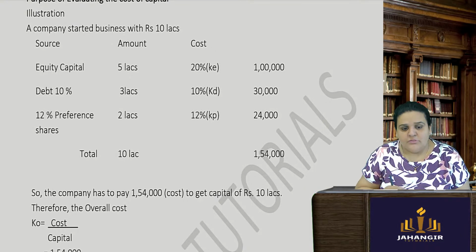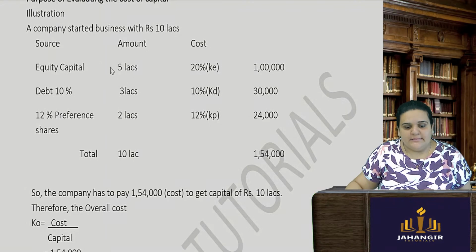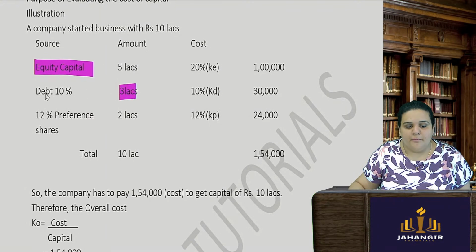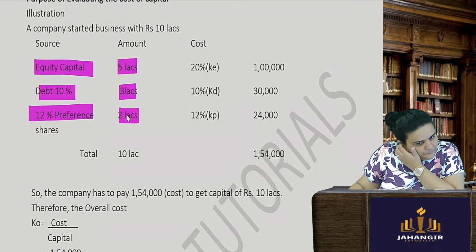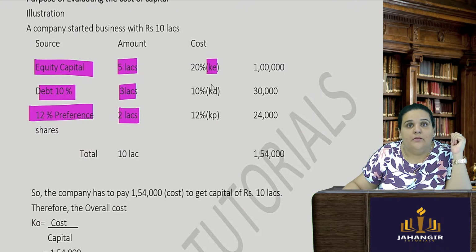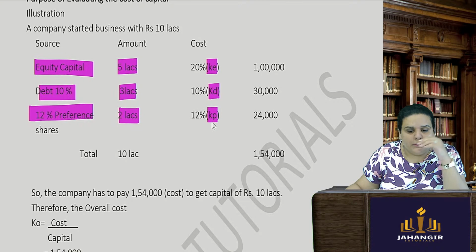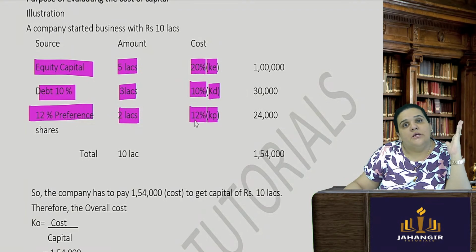Say a company has started a business with rupees 10 lakhs. How do they have this 10 lakhs? 5 lakhs is in the form of equity, 3 lakhs is in the form of debt, and there are preference shares also of 2 lakhs. Cost of equity is denoted with KE, cost of debt is KD, and cost of preference is KP. They have given me the cost to the company for raising this capital: 20% for equity, 10% for debt, and 12% for preference shares.